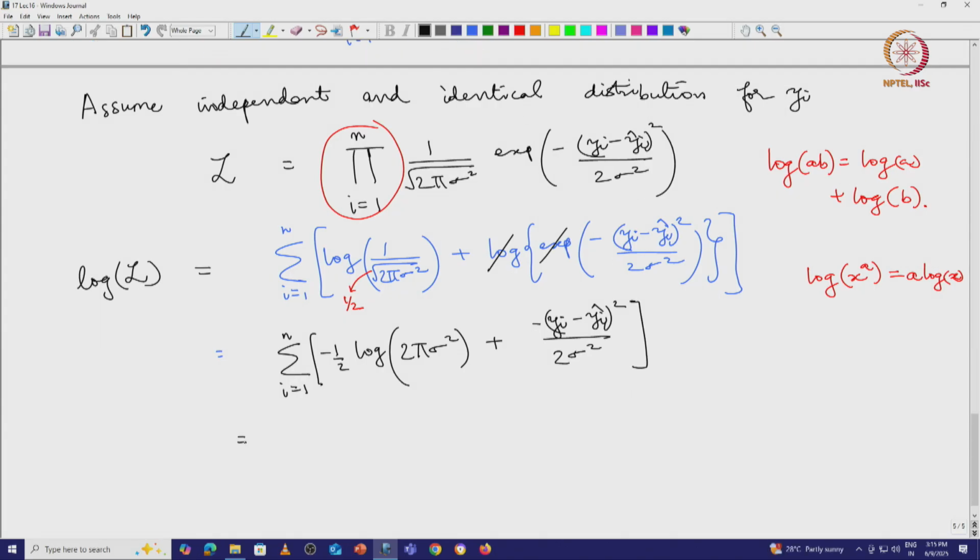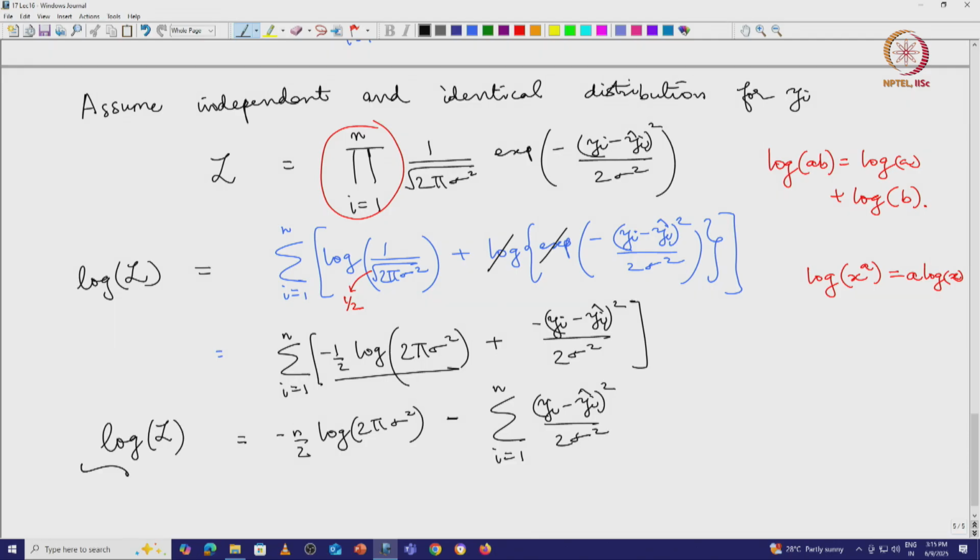Now this first term is just the same thing repeated n times. So it becomes minus n halves log 2 pi sigma squared, and then the minus again comes out of the summation. This is sum i going from 1 to n yi minus y hat whole squared by 2 sigma squared. So this is the log of the likelihood function. So this is the log likelihood.